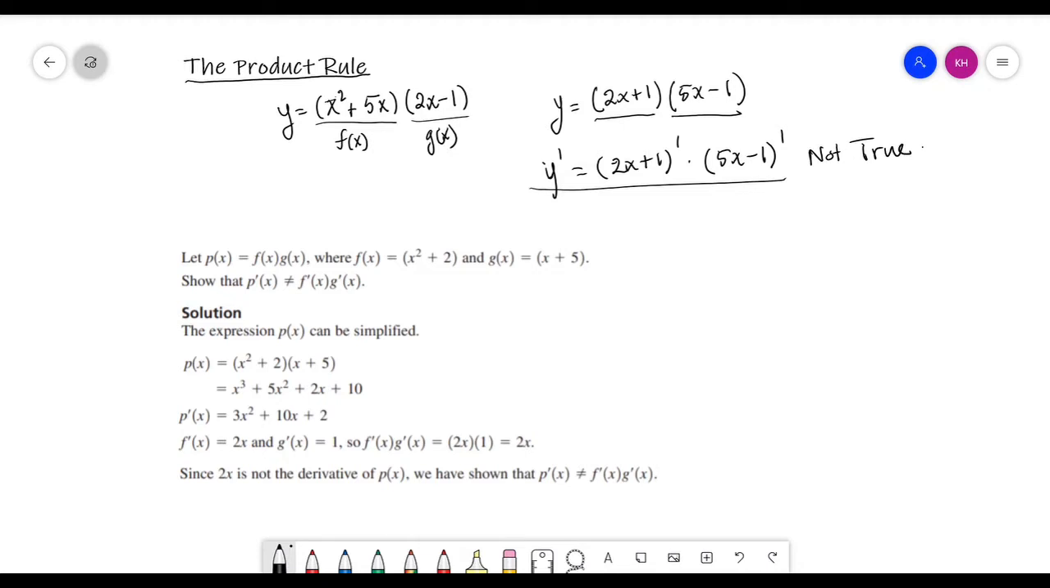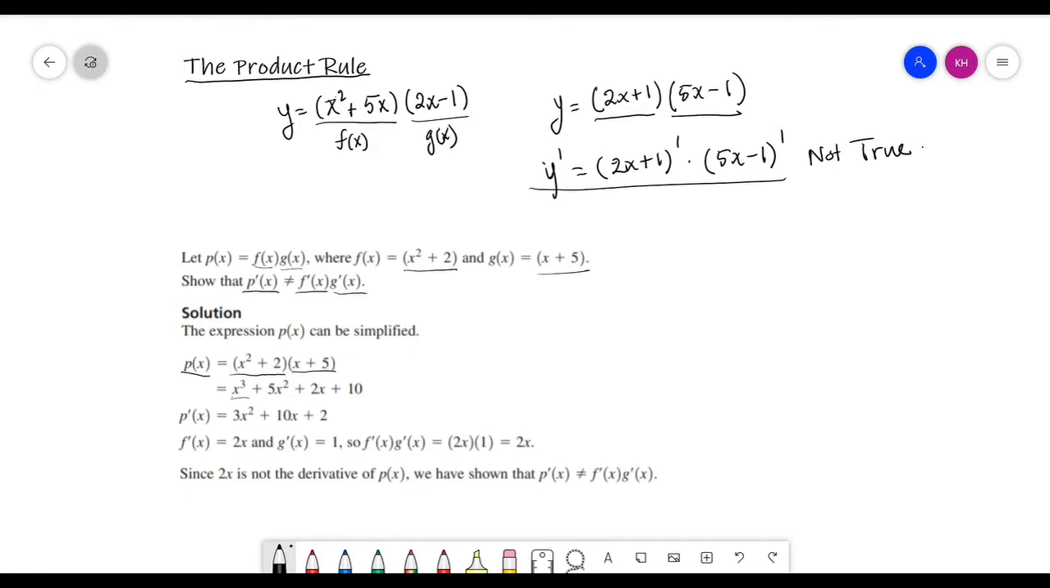So let's say we have the function p of x equals f of x times g of x, where f of x is x squared plus 2 and g of x is x plus 5. Now we're going to show that the derivative of p of x is not equal to the derivative of f of x times the derivative of g of x. So over here, we have our p of x, which is x squared plus 2 times x plus 5. Now if I simplify this and expand it, I'm going to get x cubed plus 5x squared plus 2x plus 10.